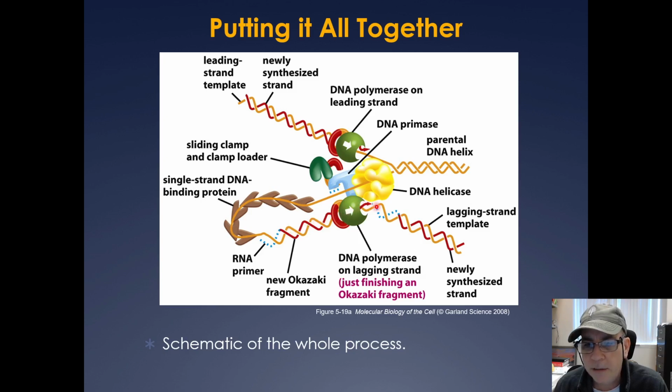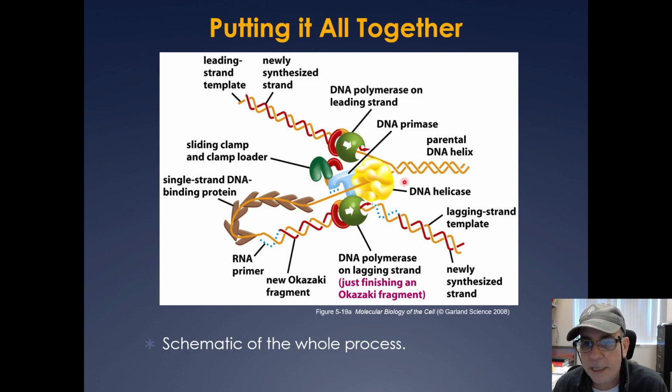Once you get to the end of the Okazaki fragments, the RNA primer is removed, and then this nick is sealed by DNA ligase. And as the helicase is looping out the lagging strand, it's bound by single-stranded binding proteins that help prevent it from forming those DNA hairpins.